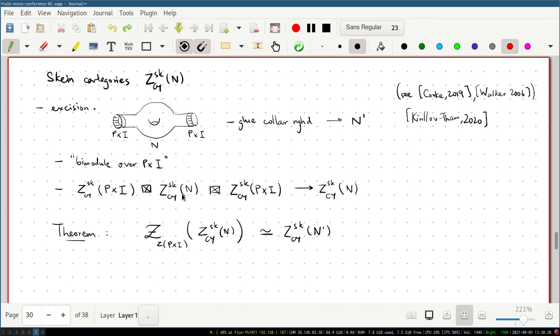First, if you have a surface with two colored boundaries that are the same, this makes it a bimodule category for these categories. These categories are naturally monoidal because, for example, here this is the circle, and this is including two copies of the annulus into itself, and that defines a product structure. So we have a bimodule structure, and I claim that the excision property is stated as follows. When you glue this to this, the skein category associated to the glued up surface is the center of the original surface.